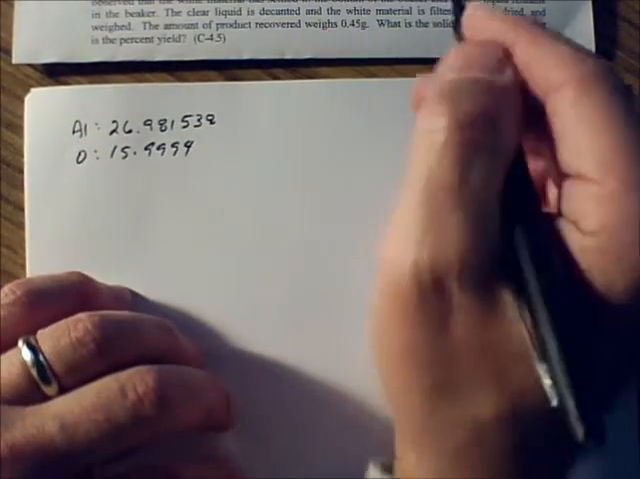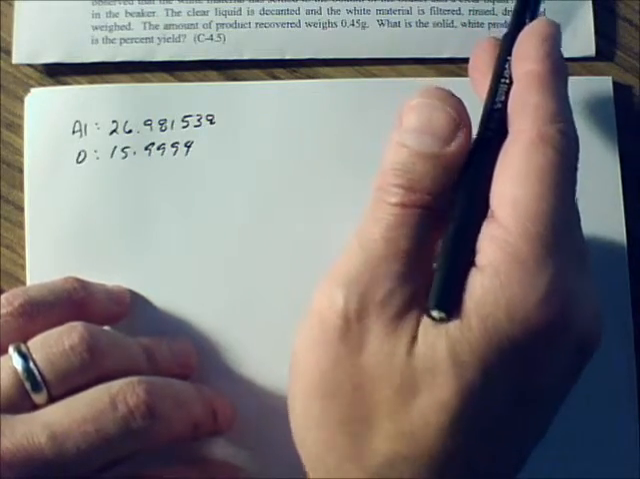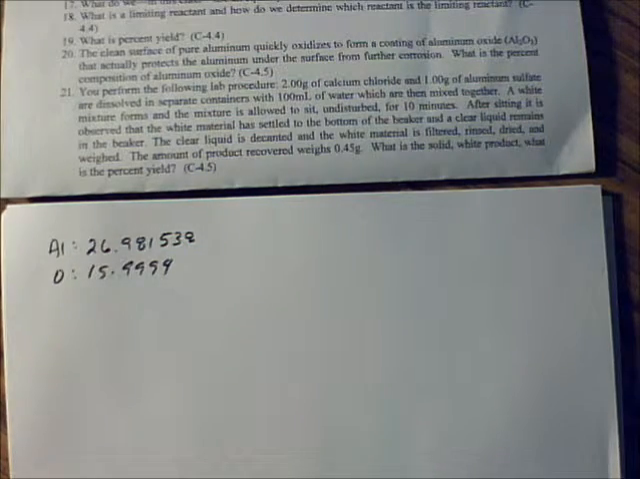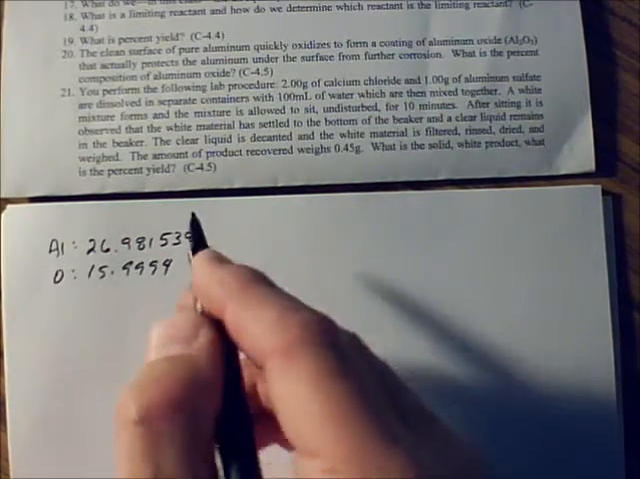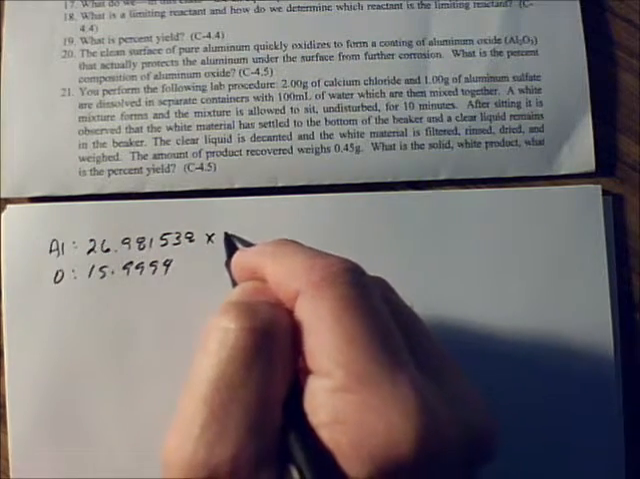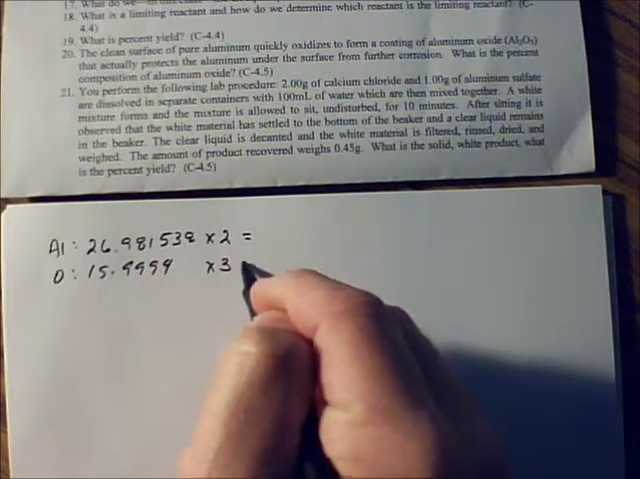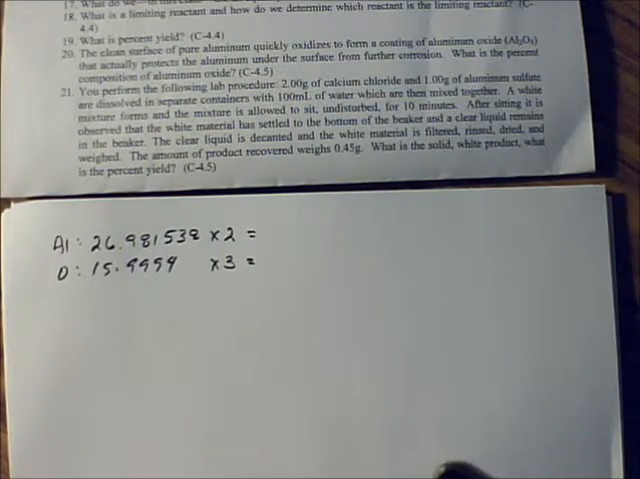And the formula for aluminum oxide in the problem tells you there's 2 aluminums and 3 oxygens. You might have to figure that out for yourself, but in this case, the problem gives you the formula. So if we've got 2 aluminums, we're going to put a 2 here. If we've got 3 oxygens, we're going to put a 3 here. And we're going to multiply. Please do this for yourself.